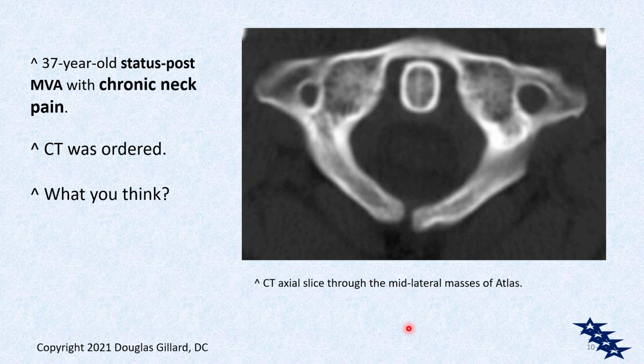Okay, so here is a CT scan overhead. That looks just like Atlas, doesn't it? What's that thing right there? You guys should know that. You just had the test just now. That's the tip of the dens, or that's the dens of C2.